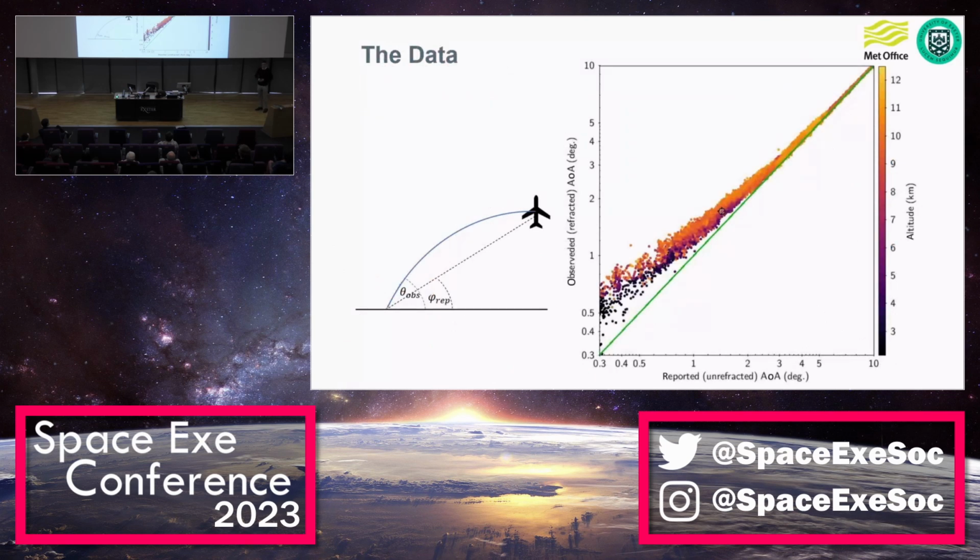This is what the data actually looks like. What you're looking at here, along this x-axis, is the reported or unrefracted angle of arrival of the aircraft. So this is the angle that you would expect the signal to arrive at, assuming no refraction occurred, if it just followed this straight line path from the aircraft. There we go. So that's along the x-axis. And then along the y-axis is where we actually do receive the signal. So this is after it's undergone refraction, and this is the direction that we actually receive the signal at.